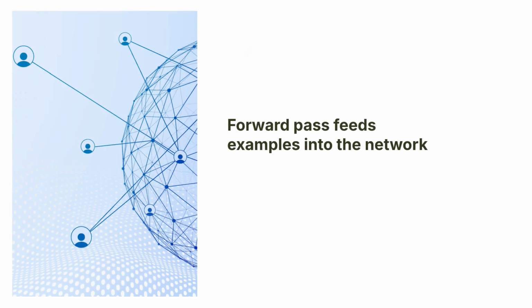The forward pass involves feeding an example into the network. Signals move through layers to produce a prediction. The prediction is compared to the correct answer. Loss measures the prediction's error. Minimizing this loss is the goal of training.